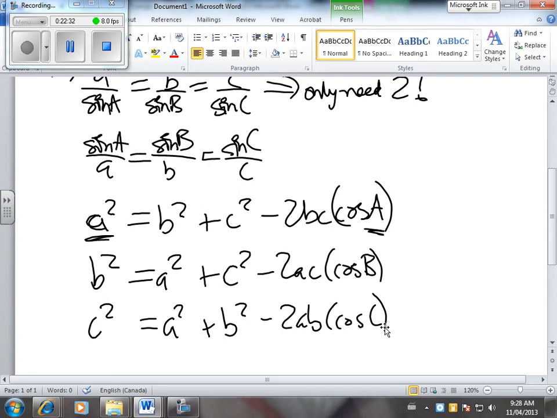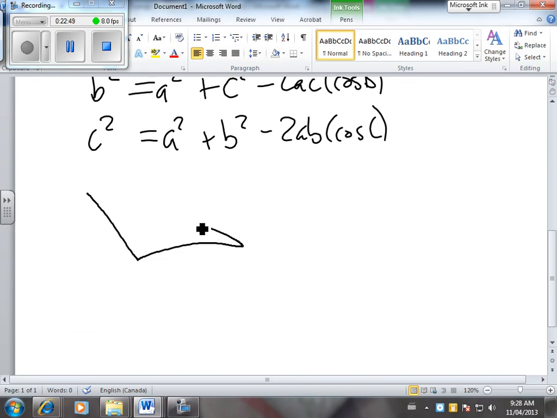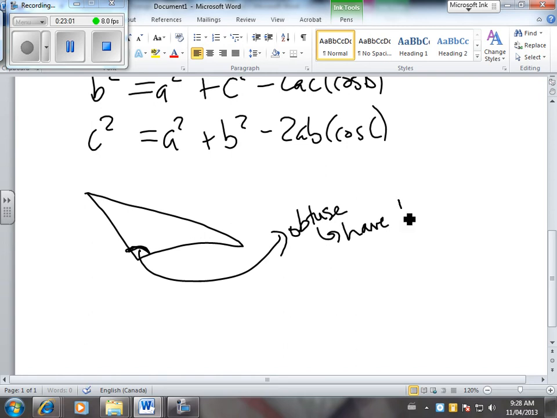Now with acute triangles, you can just use sine and cosine law. Whatever angle you get or side you get, that's fine. With obtuse triangles, be careful with sine law, okay, because remember that sine will always, always, always give you the acute angle. If you're working with an obtuse triangle and sine law, sine will always give you acute, so you have to find the supplementary angle.